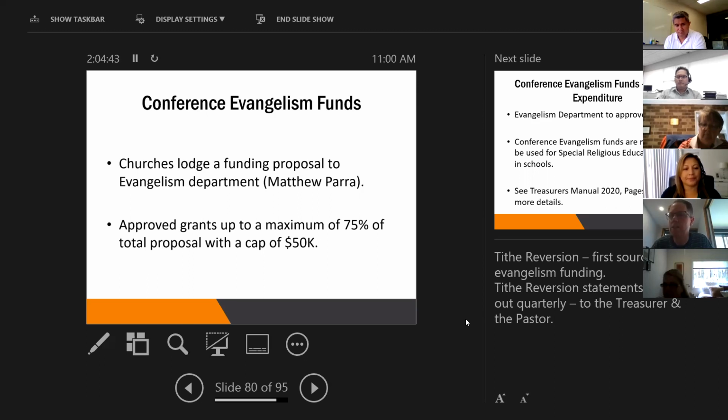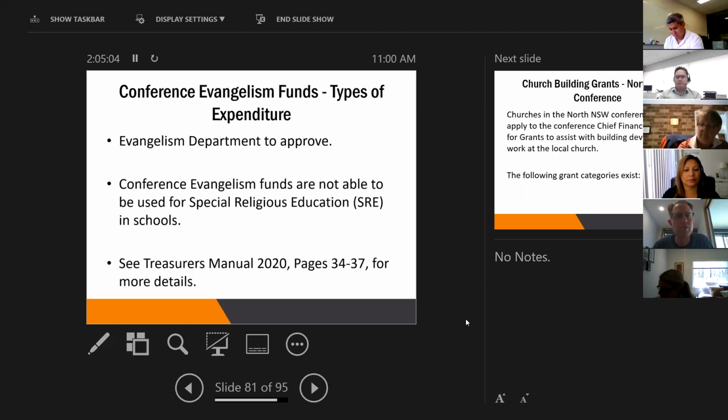Any time of the year when there's a capacity and a willingness to do some evangelism in your local church and it requires funds and you don't have enough, you can apply to the conference. They can approve grants of up to a maximum of 75% of the project costs, which is really handy. And there is a cap on those, up to a maximum of $50,000 grant from the conference. However, a lot of churches take advantage of the evangelism funds from the conference, and it's a great strength and asset to our churches. So be familiar with that process.